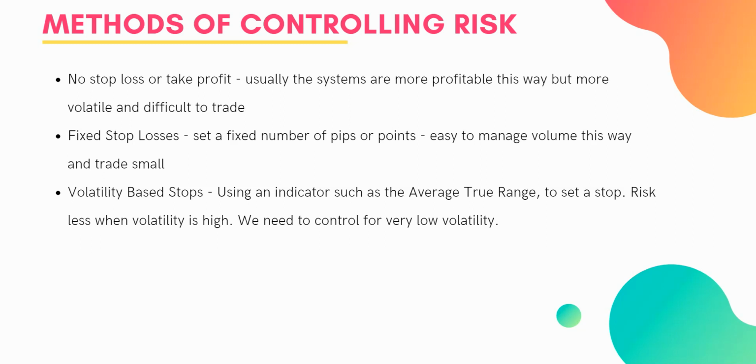Volatility-based stops are a bit more advanced. You need some way to calculate your volatility, like the average true range, which is one of the most common methods, and then you set your stop loss as a proportion of the average true range. And what that effectively means is that you're going to risk less when the volatility is high per point movement, and you're going to risk more when volatility is low.